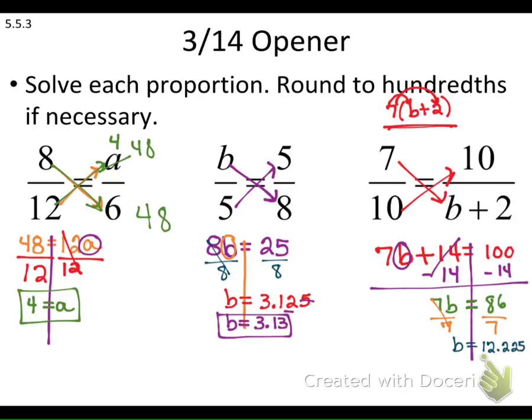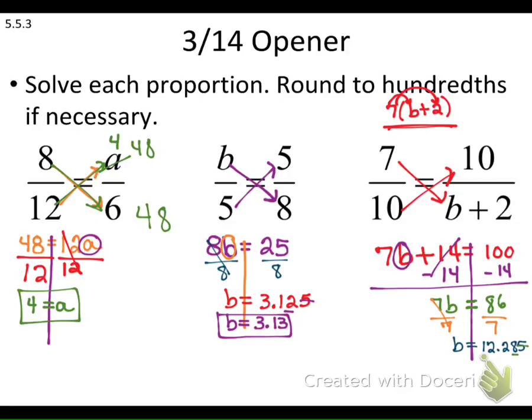Okay, which digit is my hundredth place value? It's 12.285. Okay. Which number is in my hundredth place value? The 8. That was painful, wasn't it?